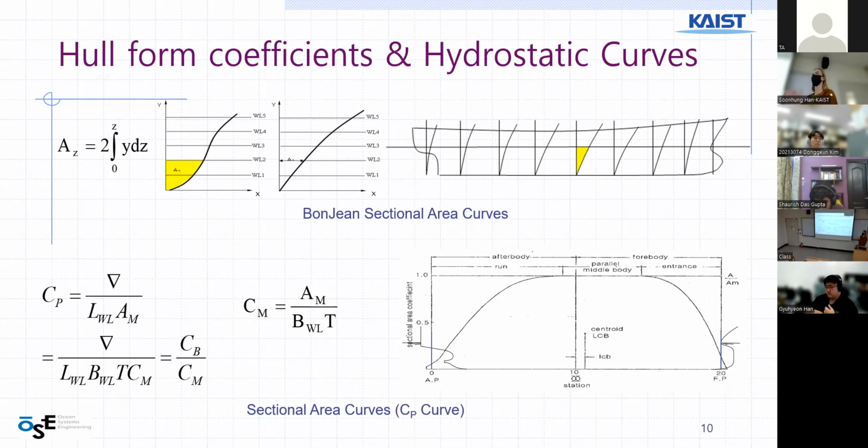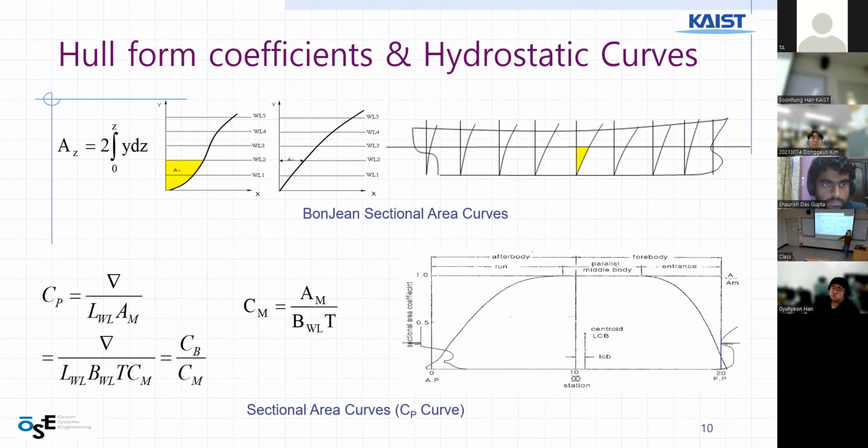And then if you add them all together, you have a third dimension, which is the length. And then you have the volume of your underwater hull. And there is also another technique, which is called the sectional area curves. On the graph, the vertical is the section area, and horizontally you have the length of the ship. So if you integrate the area under the curve, you can get the volume of the ship.